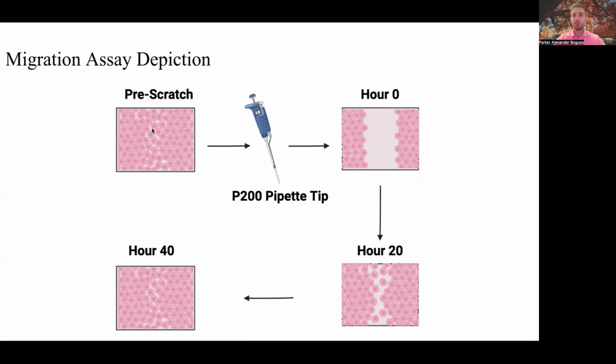What you do for a migration assay is, again, we're growing cells in vitro on the benchtop. So you grow cells to full confluence, depicted in the pre-scratch image. Then you take a pipette tip, a P200 pipette tip, and you scratch this monolayer from the 12 o'clock position to the 6 o'clock position, which simulates a mock wound. And then I let the cells remigrate with their respective treatment over 40 hours. And I captured images at hour 0, hour 20, and hour 40.